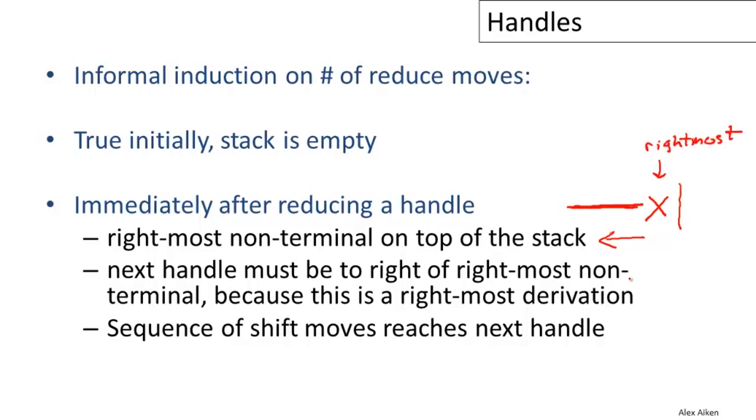And since this is a rightmost derivation, that means that the next handle has to be somewhere to the right. The next handle has to include something that, possibly it includes some of this stuff, but it's either right here at the current focus point or it's to the right, because we can't be doing any reductions to the left of the rightmost non-terminal. And so it's going to require a sequence of shift moves to reach the next handle. So once we have this non-terminal on top of the stack, it is by definition the rightmost non-terminal, and so the next handle has to be somewhere to the right of that.